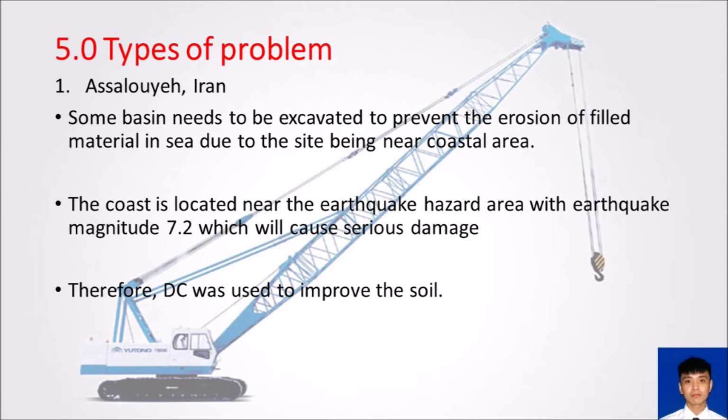I'm Choong, I will be presenting the types of problem. In Ausaloya, some basins need to be excavated to prevent the erosion of filled material in the sea due to the site being near a coastal area. The coast is located near an earthquake hazard area with earthquake magnitude 7.2, which will cause serious damage. Therefore, dynamic compaction was used to improve the soil.